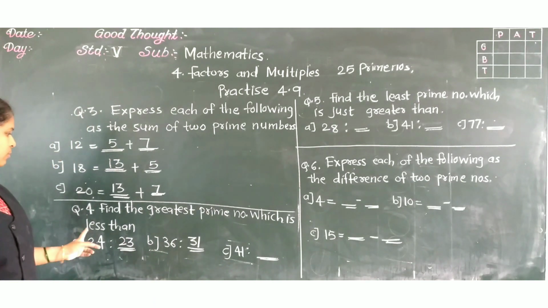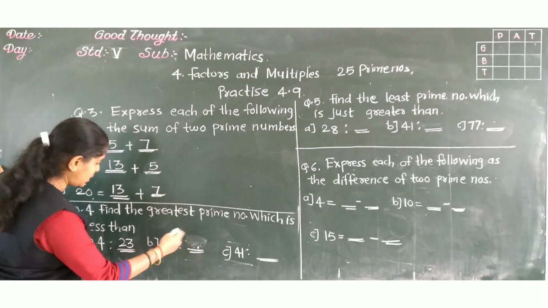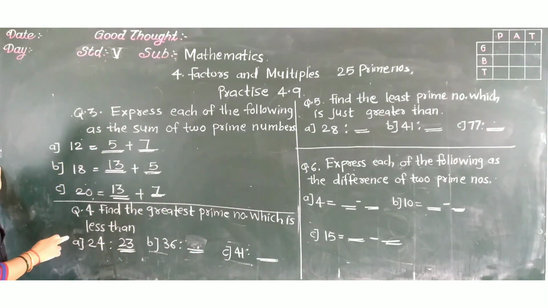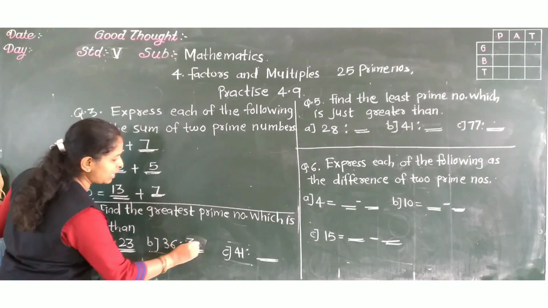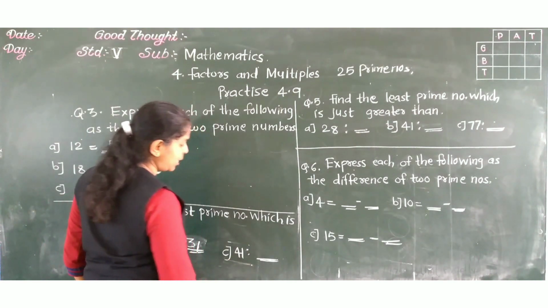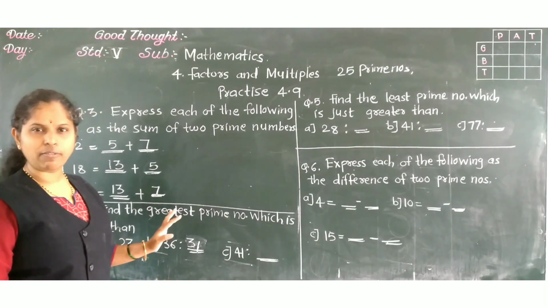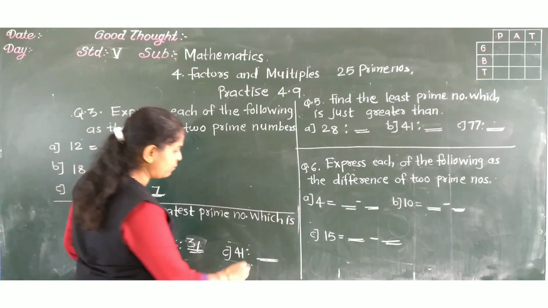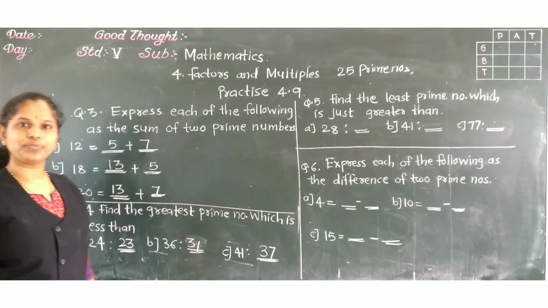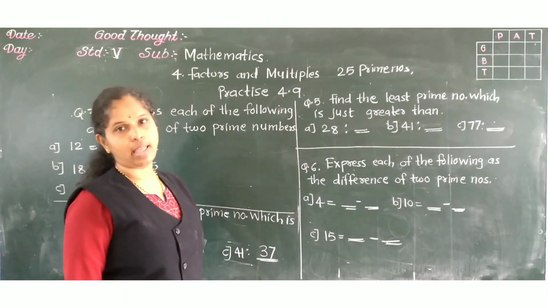41. Sorry, we want to find out the greatest, no? Find the greatest prime number which is less than these numbers. Right. Now 41. Before 41, which prime number appears? Can you tell me? Now 41 itself is a prime number. So before 41, which prime number comes? 37. Okay. Next, find the least prime number which is just greater than.